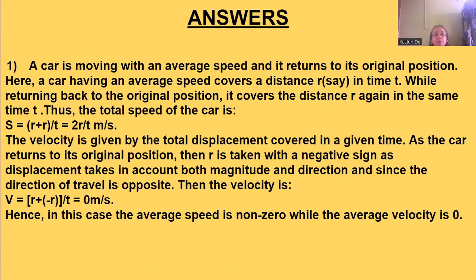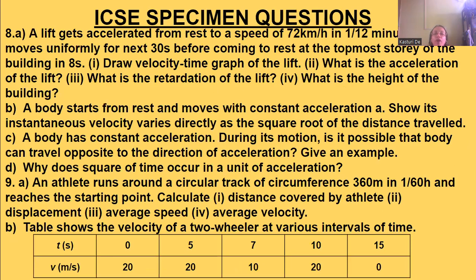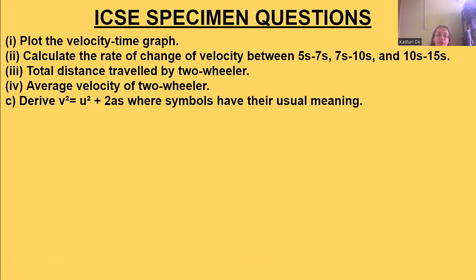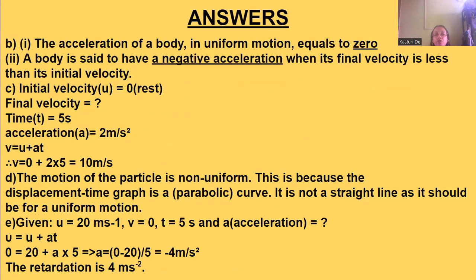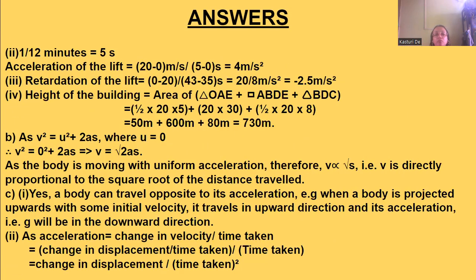Next is, why does the square of time occur in the unit of acceleration? Why does it happen so? It's because acceleration is equal to change in velocity by time taken. So we know the unit is meters per second square. So why does this square happen?